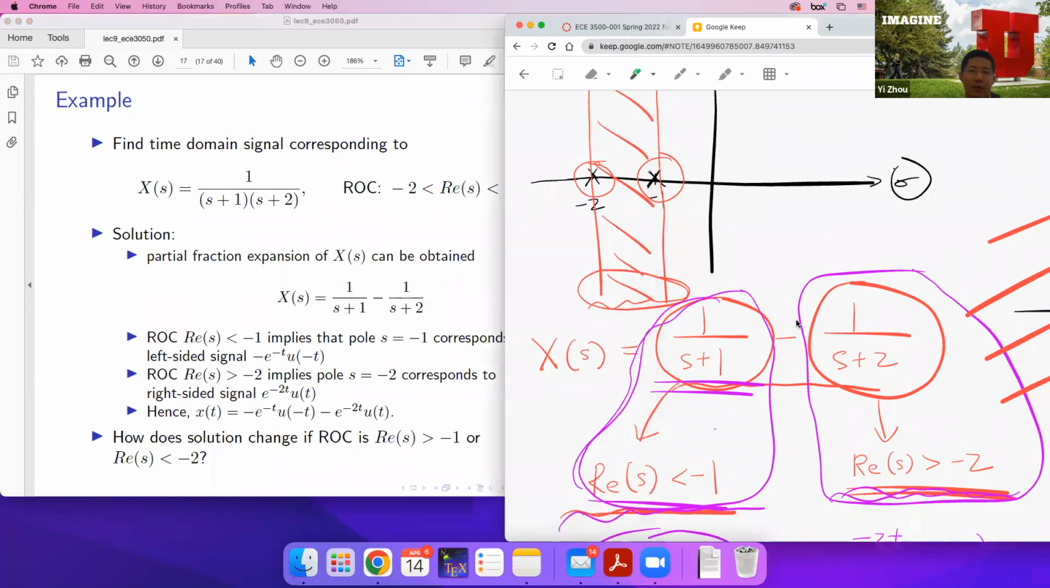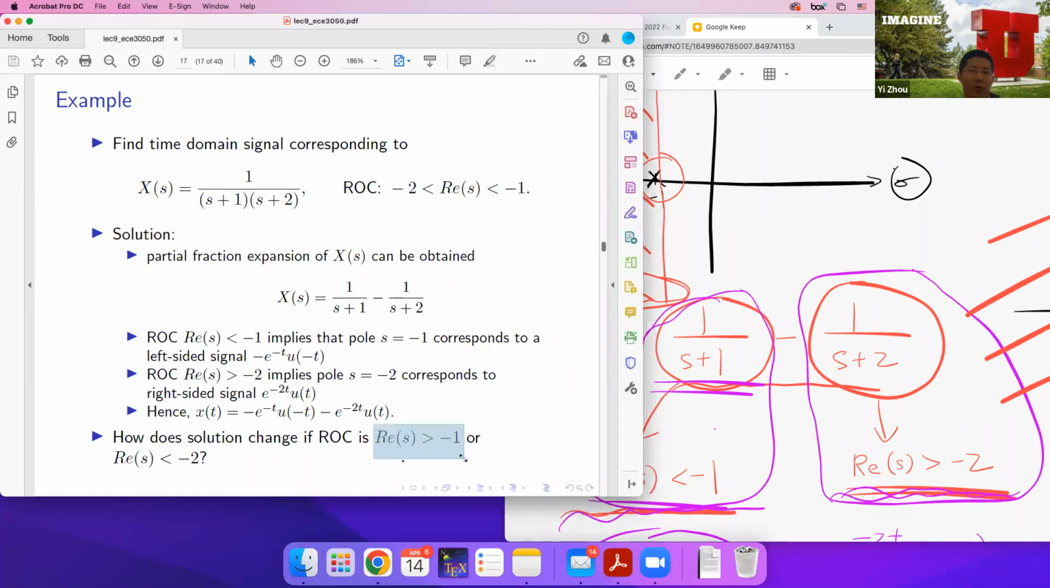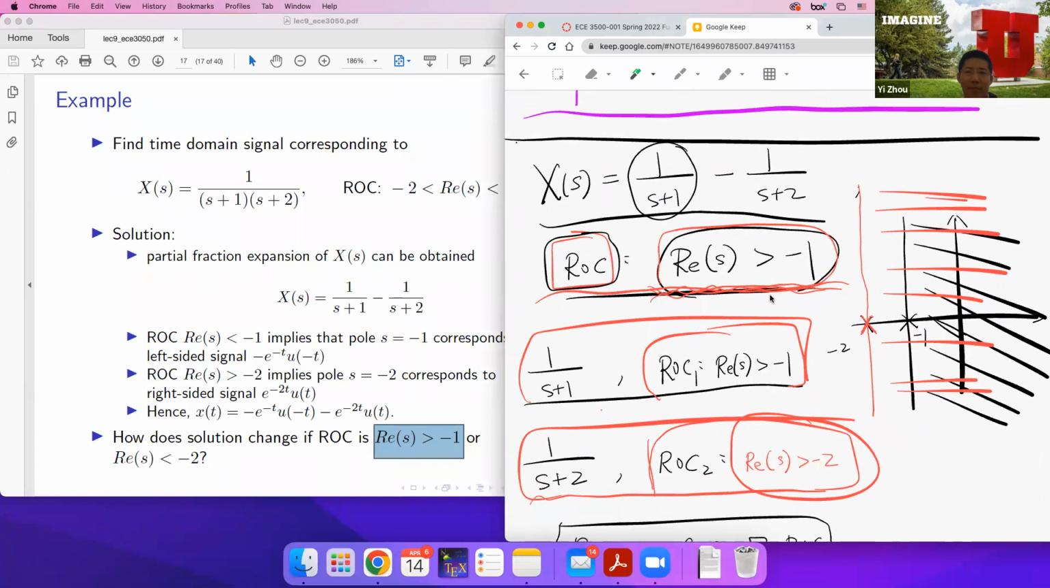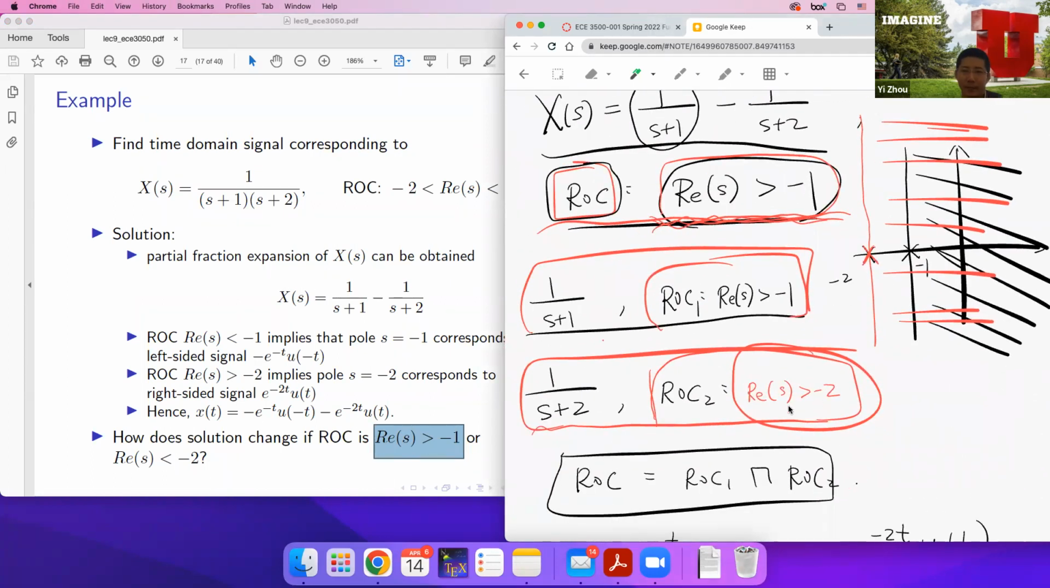But for these cases, it looks like the overall ROC only involves one pole, but actually the other one is implicit. Because what happens is the other one is included in the first ROC. So after taking the intersection, this ROC disappears in the overall ROC. So you need to analyze that and figure out this implicit region of convergence for this one.